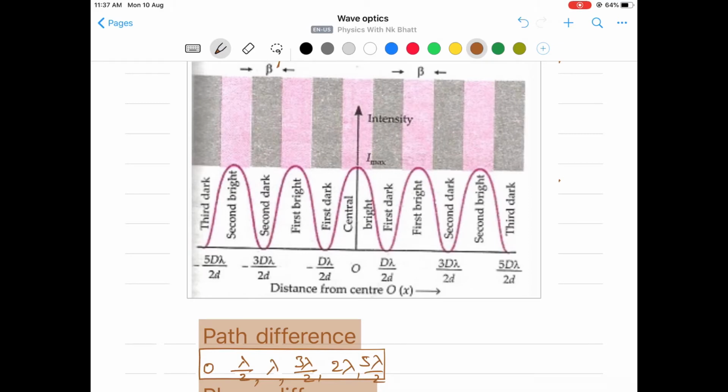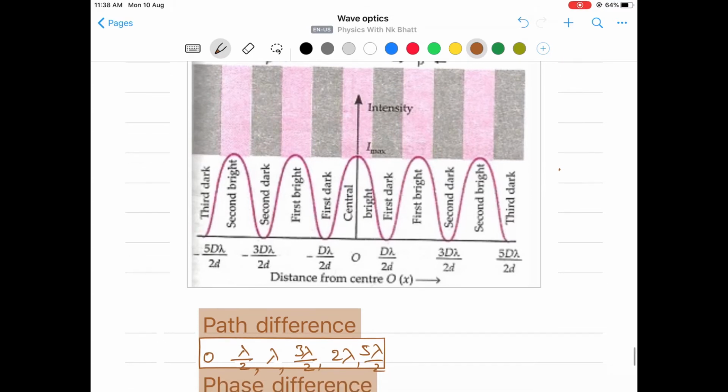So minus lambda D upon 2d is the first dark on the opposite side, lambda D upon d is the first bright on the opposite side, 3 lambda D upon 2d with negative sign is the second dark, and so on. We can place the fringes. Now you can see one more aspect of this, or rather I should say two more aspects are possible of this representation. This graph is illustrating the distance from the center of the screen and positions of the bright and dark bands. We can have path difference as well as phase difference also.